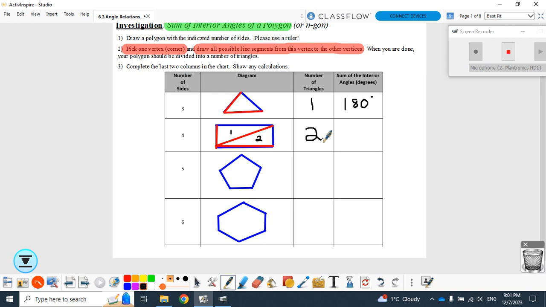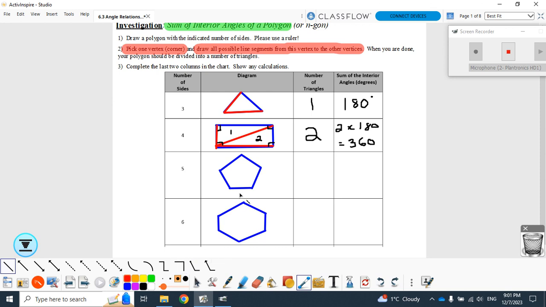2 triangles. And if one triangle has the sum of its interior angles to be 180, then 2 triangles would just be 2 times 180, which is 360. Or maybe you already knew that. Maybe you're thinking to yourself, hey, this is a rectangle, and a rectangle has 4 90-degree angles, and four 90-degree angles add up to 360, which is true. But it's really important we nail down this triangle stuff because watch what happens with the pentagon and the hexagon. So we're going to pick the bottom left, right here.